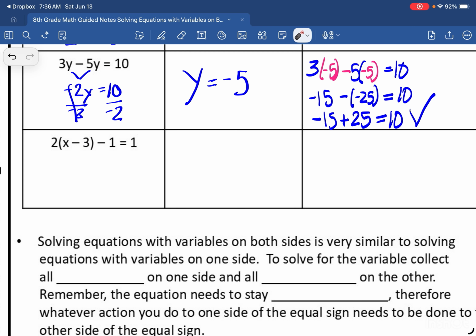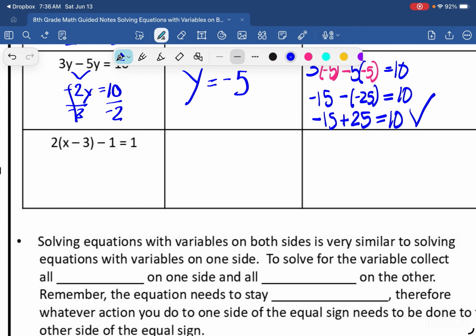Next question. 2 times the quantity x minus 3, minus 1 equals 1. Let's simplify first using the distributive property. So 2 times x is 2x. 2 times a negative 3 is a negative 6. Minus 1 equals 1. Now I'm going to combine like terms. 2x minus 6 minus 1 is minus 7 equals 1. I will add 7 to both sides to get my variables by themselves. And I get 2x equals 8. Divide each side by 2 to get 1x. 8 divided by 2 equals 4.